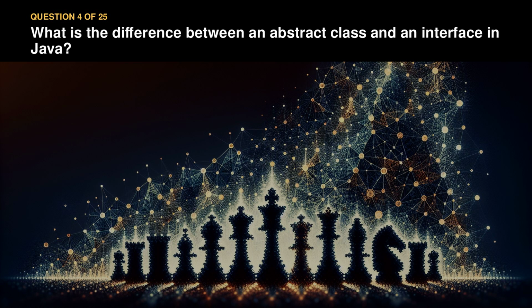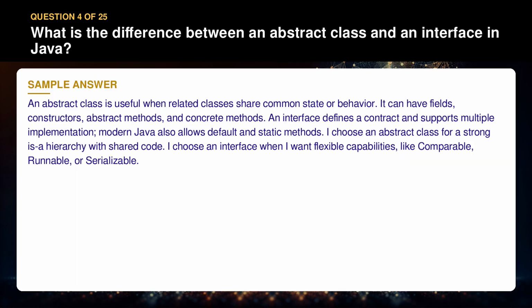Question 4. What is the difference between an abstract class and an interface in Java? An abstract class is useful when related classes share common state or behavior. It can have fields, constructors, abstract methods, and concrete methods. An interface defines a contract and supports multiple implementations. Modern Java also allows default and static methods.